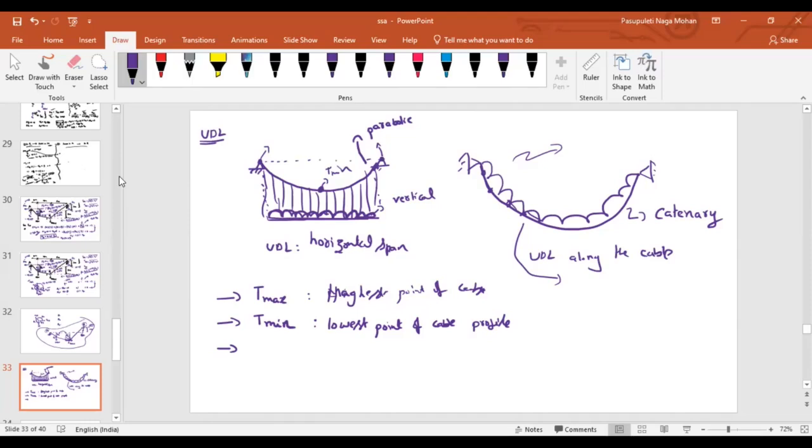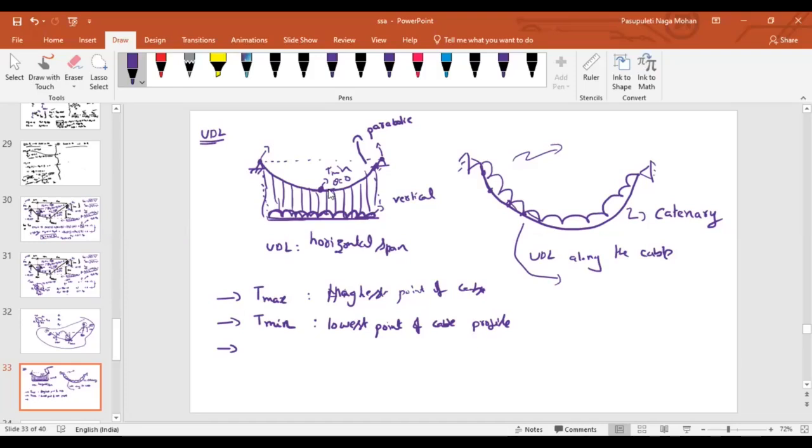We have seen in simply supported beams also that wherever there is a maximum deflection, the slope will be equal to 0. Even here, as we are talking about the lowest point, we can say that the slope here will be equal to 0 too.